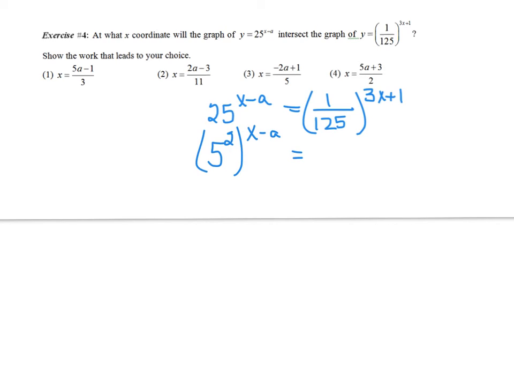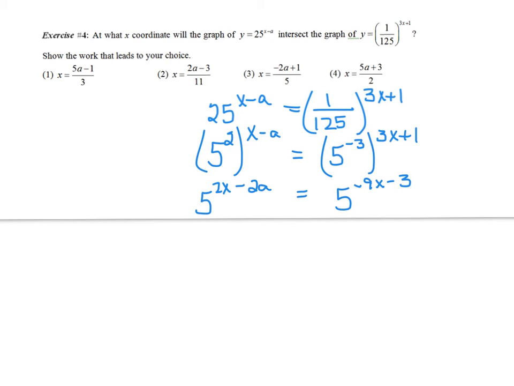125, well, 1 over 125, because it's a fraction, that tells me I'm going to have a negative exponent. 125 is really 5 to the 3rd, so 1 over 125 should be 5 to the negative 3rd power. Raise that to the exponent of 3x plus 1. Use our rule for multiplying exponents, so I'm going to say 5 to the 2x minus 2a is equal to 5 to the negative 9x minus 3.